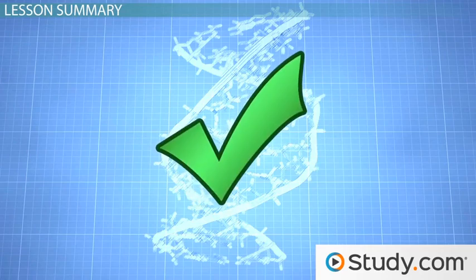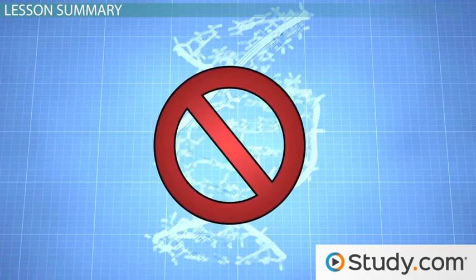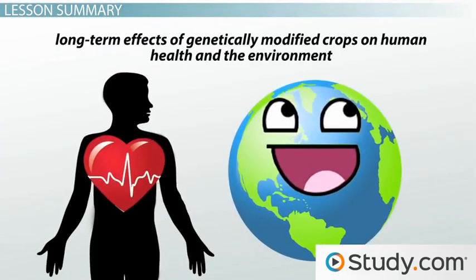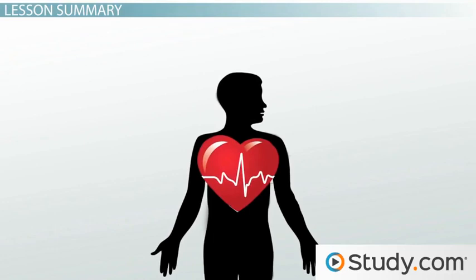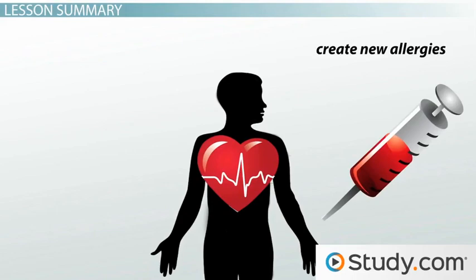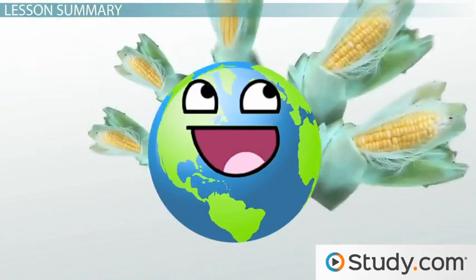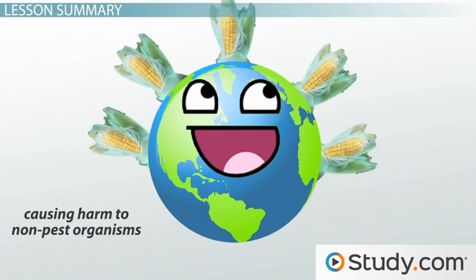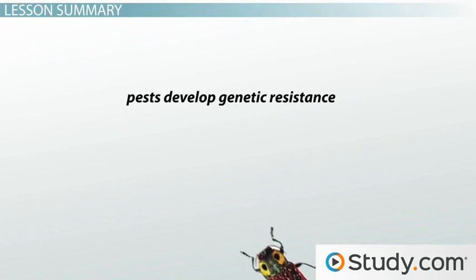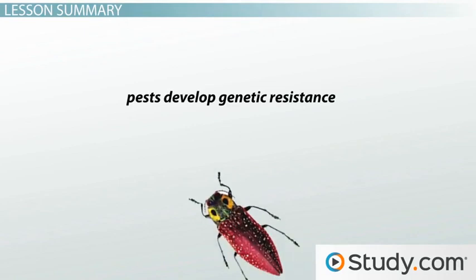Although there have been many benefits to genetic engineering, there are also numerous issues associated with it. Overall, people are concerned about the long-term effects of genetically modified crops on human health and the environment. There is concern that these new organisms may introduce harmful toxins into the human body or create new allergies. On the environmental side, there is concern that new organisms could alter the natural ecosystem by causing harm to non-pest organisms and spreading their genes through interbreeding. In addition to these concerns, it is also possible that pests develop genetic resistance to the genetically modified organisms, and new crops would have to be designed.